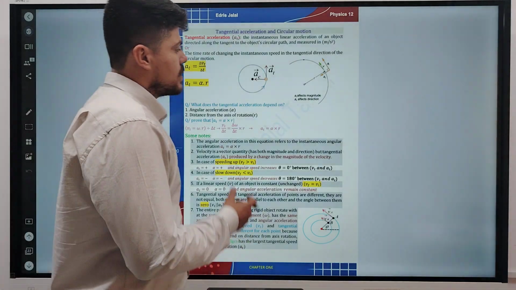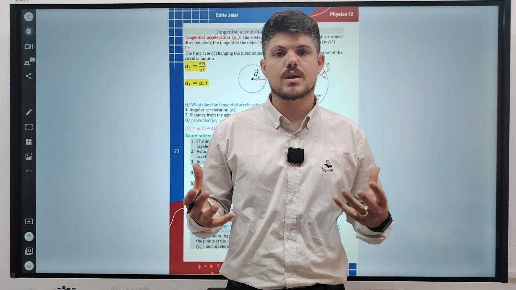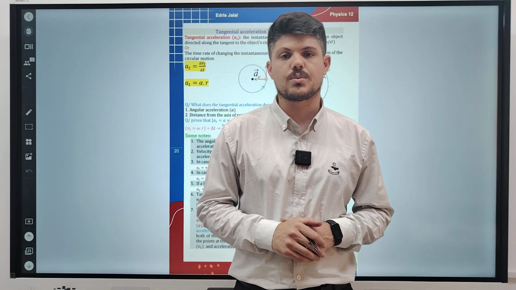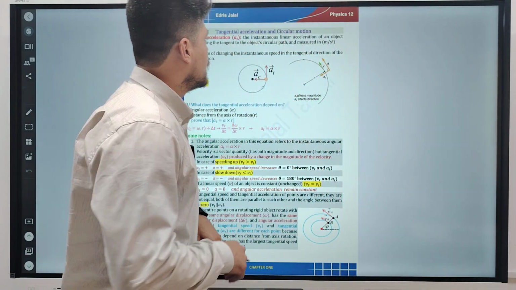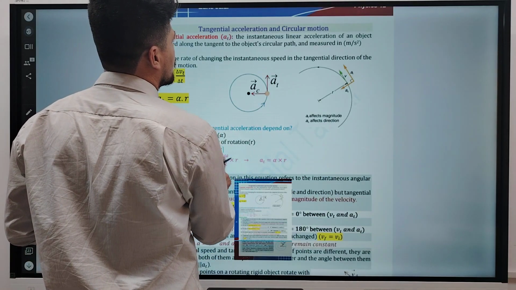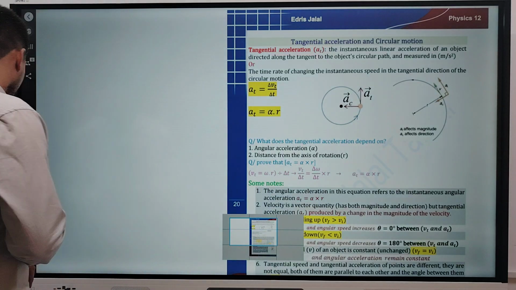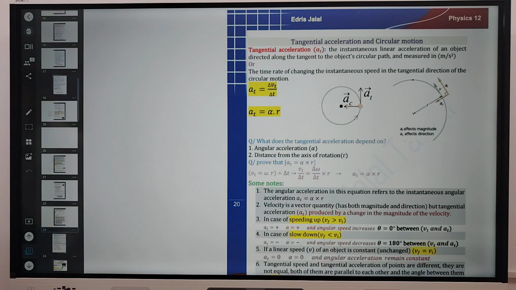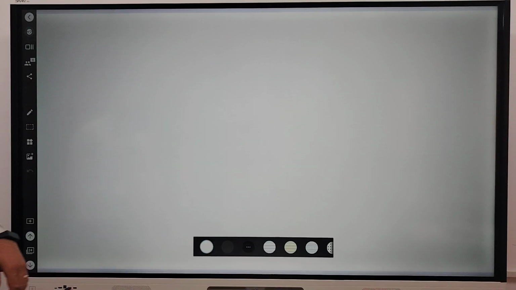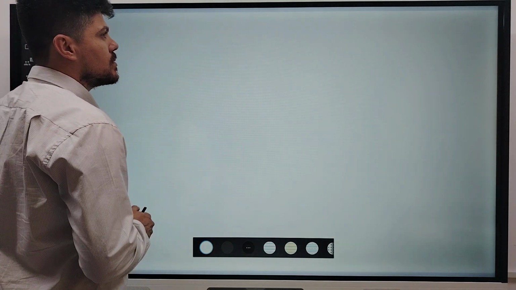Okay, guys, that's all about the tangential speed. It is too easy. There is a relation between the linear quantity and the rotational quantity, which are directly proportional to each other. Now the second topic, the tangential acceleration and circular motion. Before explaining this topic, I would like to give you some information about circular motion, which has two types.